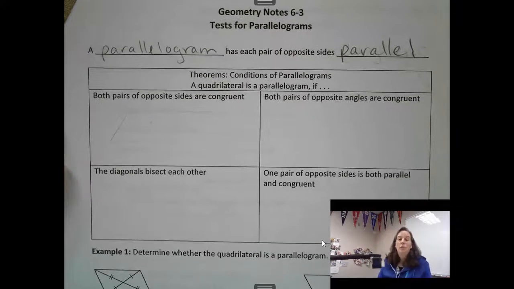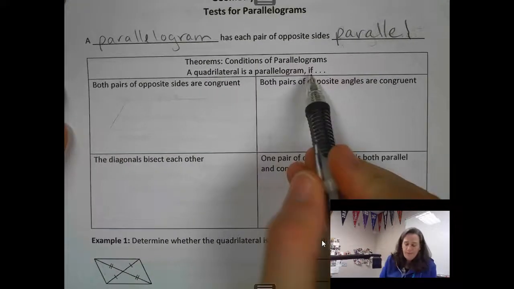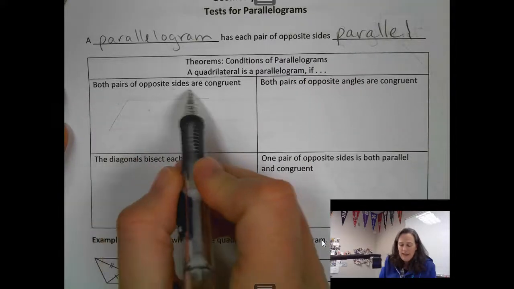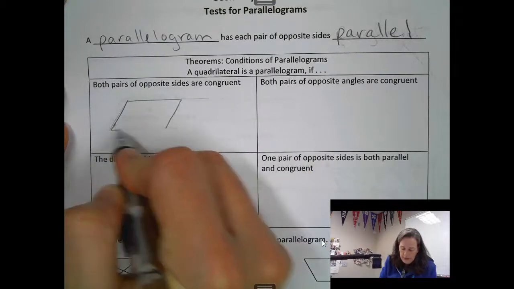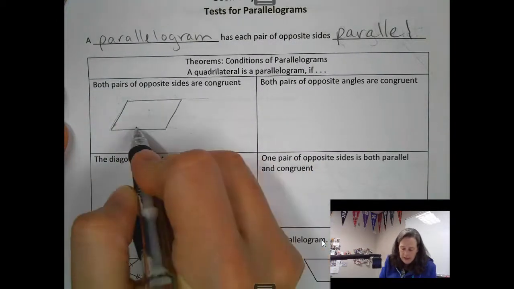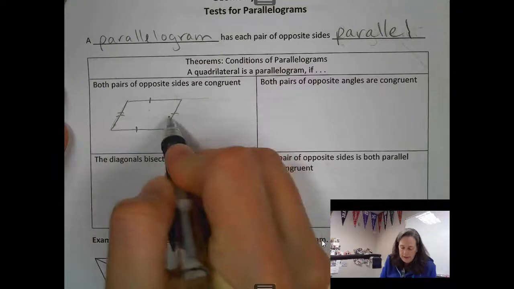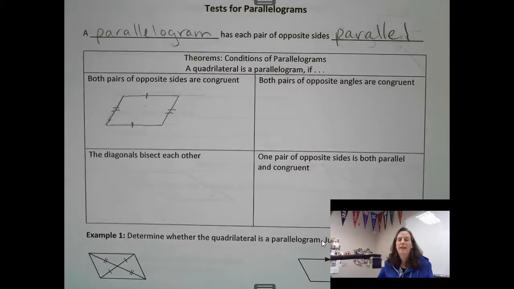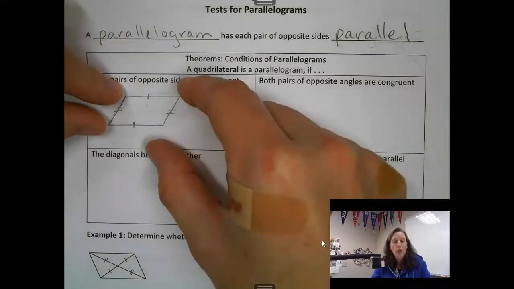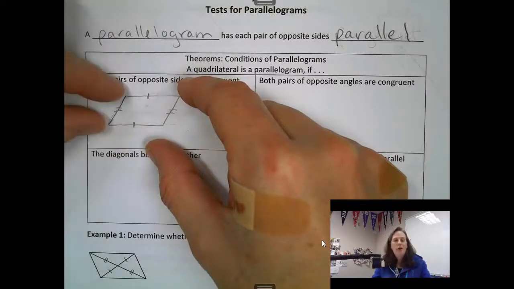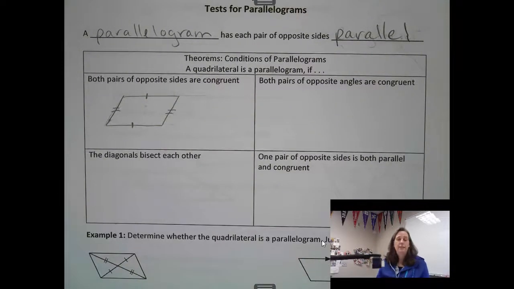Here are the conditions of a parallelogram. So a quadrilateral is a parallelogram if both pairs of opposite sides are congruent. So let's see if we can draw a parallelogram. And congruent means this side is equal to this side, and this side is congruent to this side. So they're the same. They have to be able to stay parallel. If you think about it, if this side was short and this side was longer, then those two sides would no longer be parallel. So they have to be congruent to keep both sides parallel.